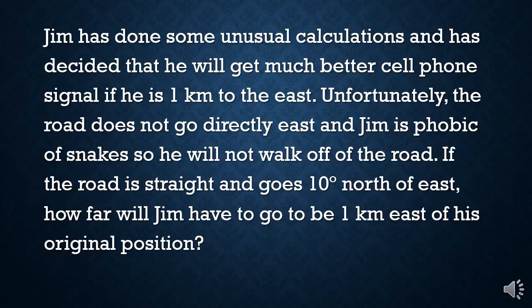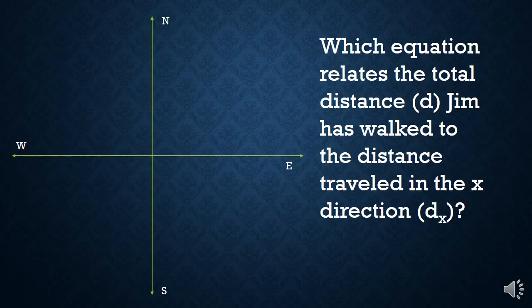The direction of the road is 10 degrees, sorry, not kilometers, 10 degrees north of east. We want to figure out how far Jim is going to have to go to be 1 kilometer east of his original position. So we have north, east, south, and west drawn just like x and y coordinates. This vector indicates the direction of the road, so it is 10 degrees north of east.